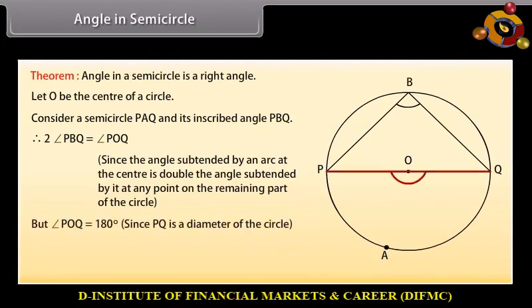But angle POQ is 180 degrees because PQ is the diameter of the circle. 2 angle PBQ is equal to 180 degrees. Therefore, angle PBQ is 90 degrees.